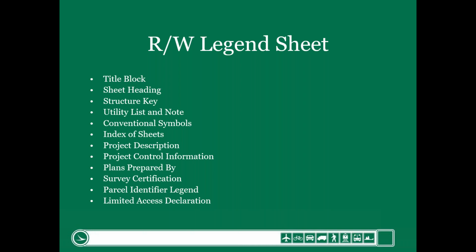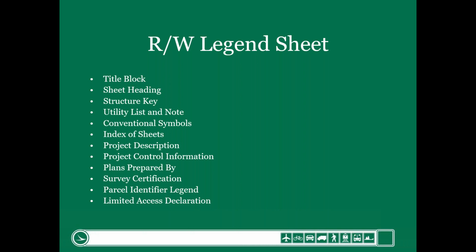So with that, the first sheet is very, very similar to the construction title sheet. So there's no confusion, we call it the right-of-way legend sheet. We came up with the name legend because there's actually a lot of different legends, and I'll go over all of that information that pertains throughout the sets of plans.